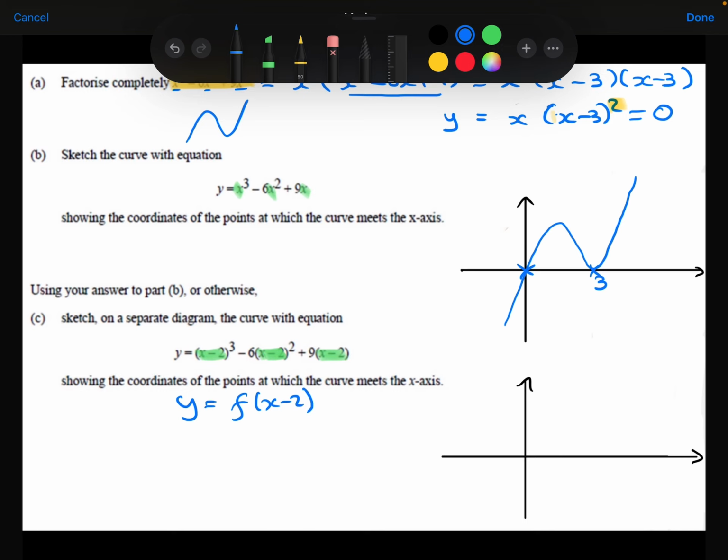So therefore, this is a translation of 2 units in the positive x direction. So each point, each coordinate is going to move 2 units in the positive x direction. So the coordinate that was at 0, 0 is now going to be at 2, 0. And the repeated root that we had at 3, 0 is now going to be at 5, 0. So my curve is going to look like this. And there we go.